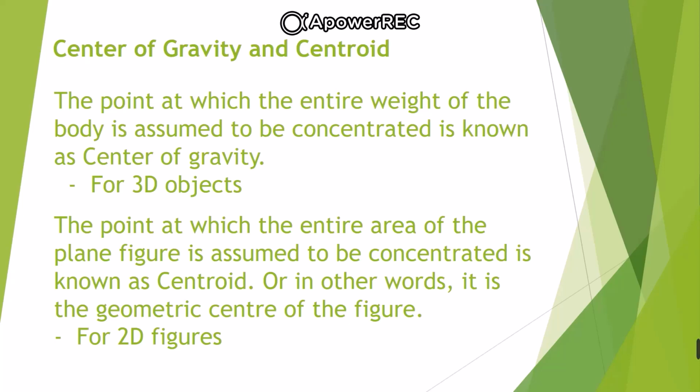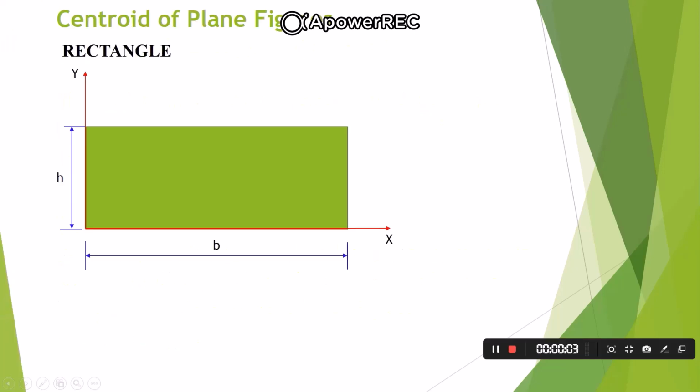Now let's see what is the actual difference between center of gravity and centroid. The point at which the entire weight of the body is assumed to be concentrated is known as the center of gravity, while the point at which the entire area of the plane figure is assumed to be concentrated is known as the centroid. Now let's see the centroid of some plane figures.